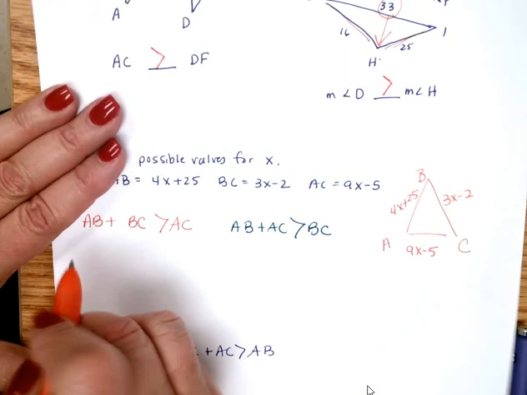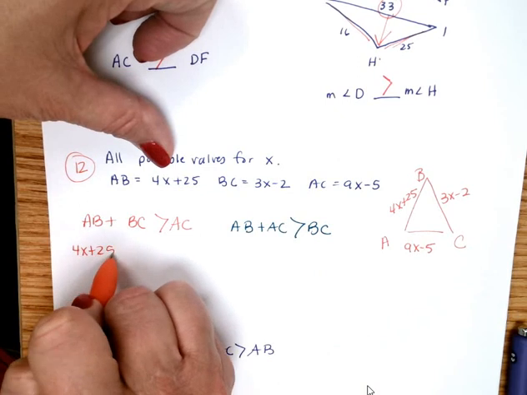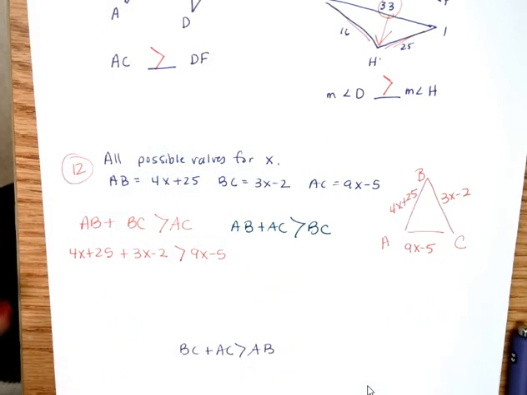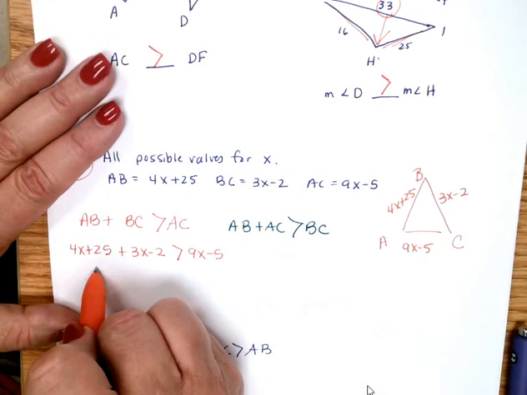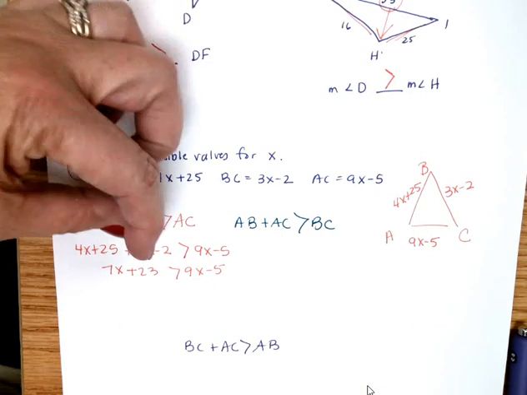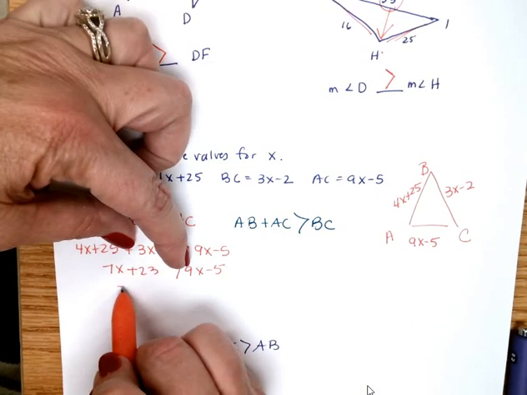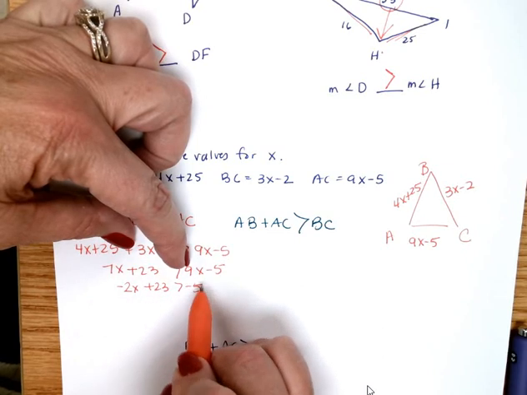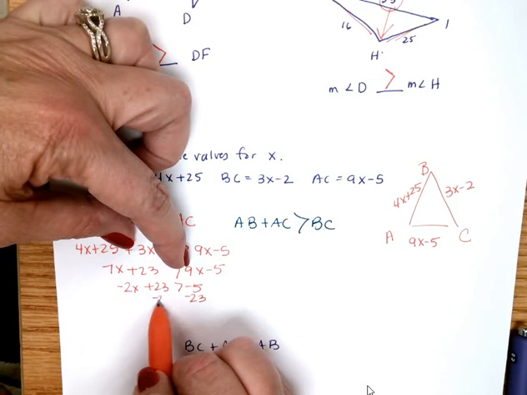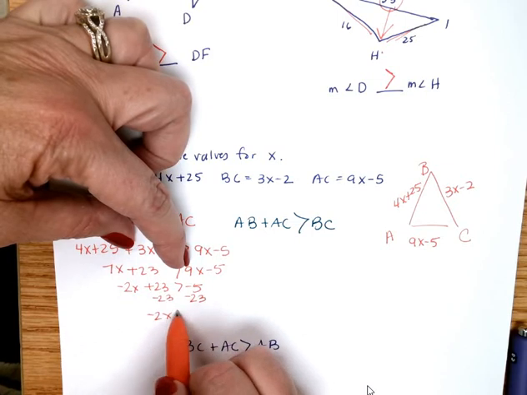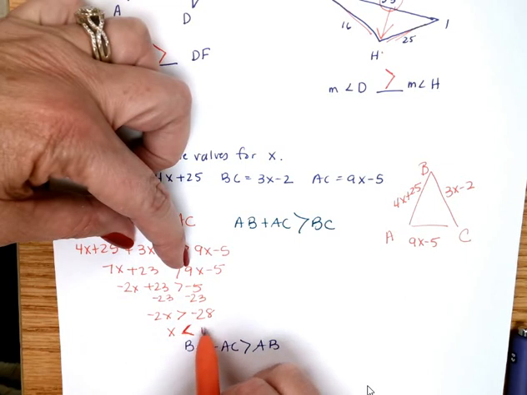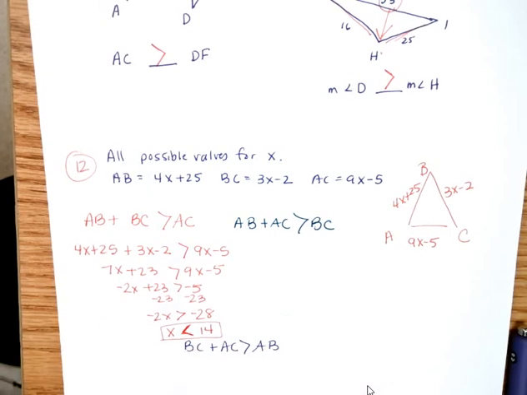So let's see. I have 4x plus 25 plus 3x minus 2 has to be larger than 9x minus 5. So let's solve this. Because two are going to come out pretty, one's going to come out wonky. So 7x plus 23 has to be larger than 9x minus 5. I'm going to bring the 9x over to this side. Subtract the 9x makes negative 2x plus 23 has to be greater than negative 5. I'm going to subtract 23 from both sides, which means negative 23 minus 5 is going to be 28. So negative 2x is greater than negative 28. Divide by negative 2. Don't forget, when I divide by that negative, he flips, so I have x less than 14 for that answer.